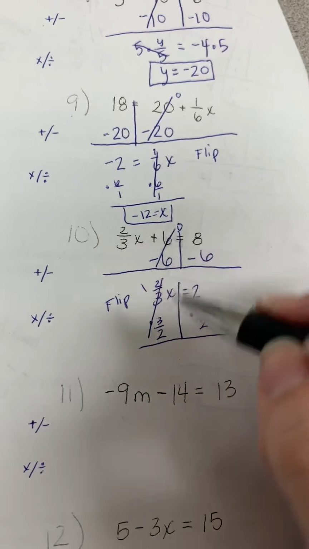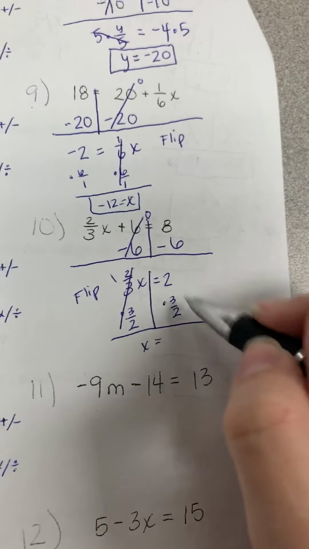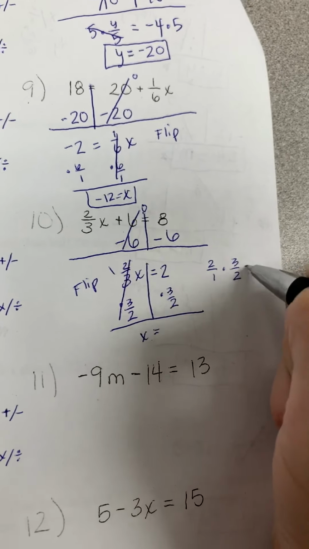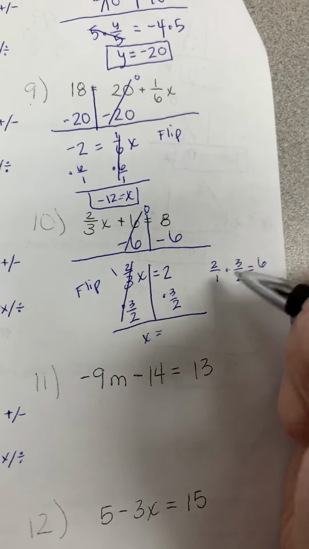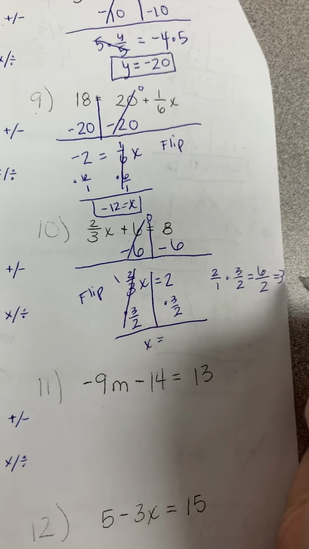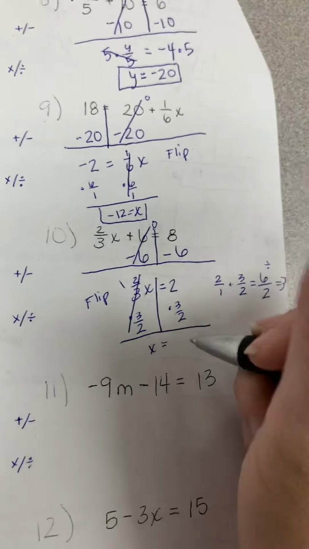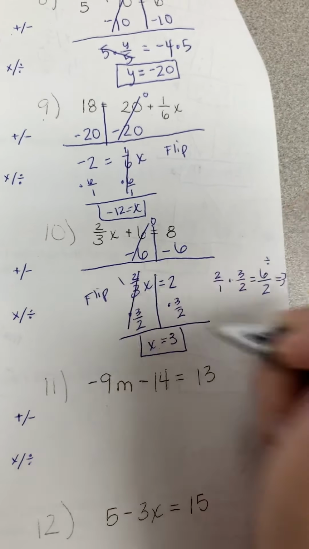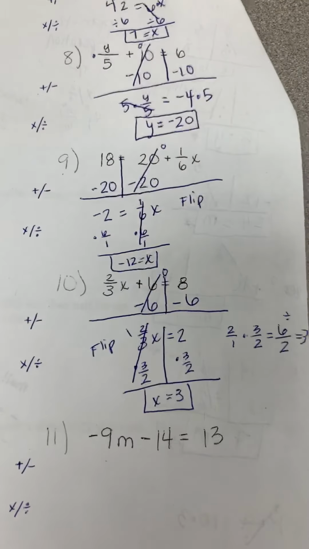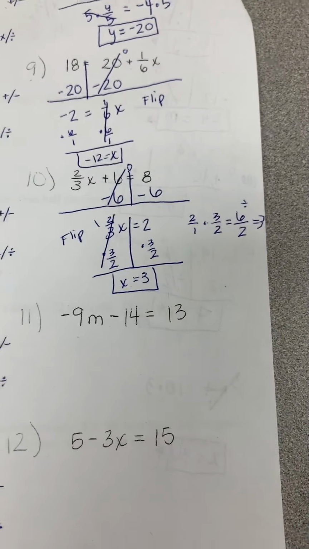That equals 1. And then x equals, I have to do this, 2 over 1 times 3 over 2. 2 times 3 is 6, 1 times 2 is 2. If I divide those, I get 3. Divide to get 3. You need to pause on that a little bit longer.